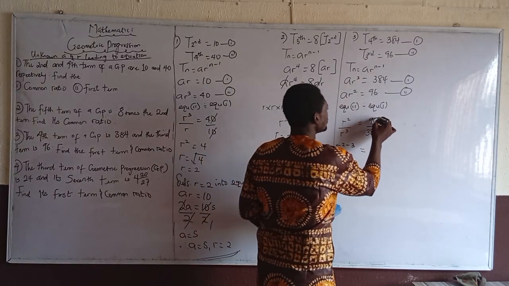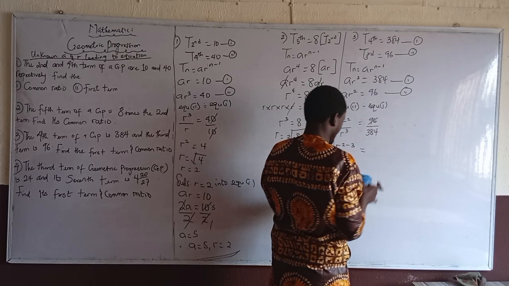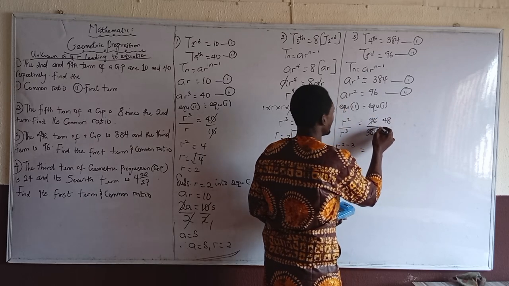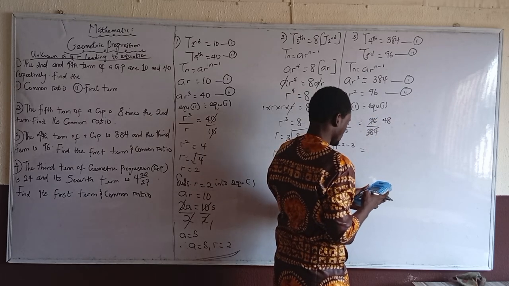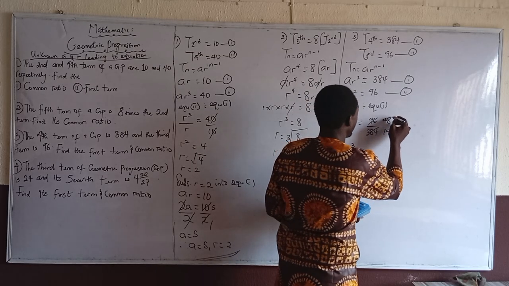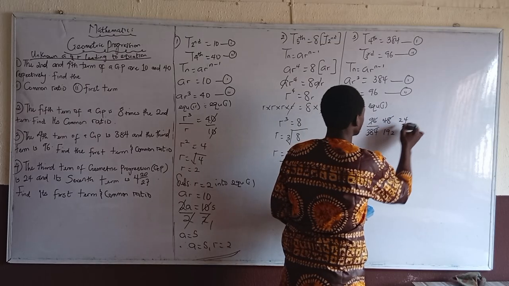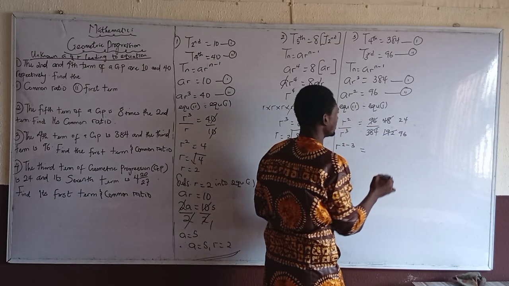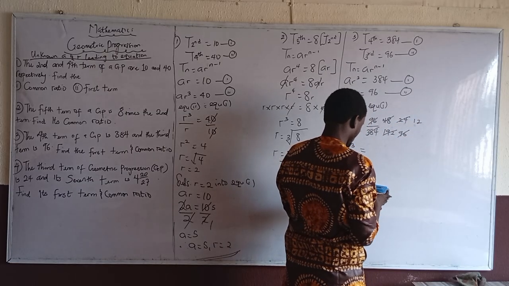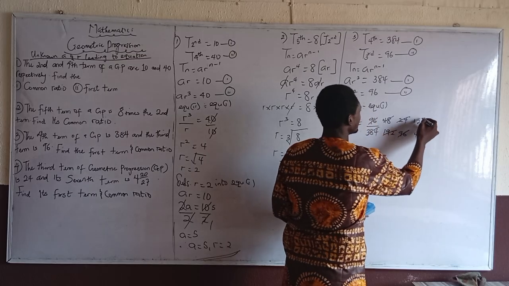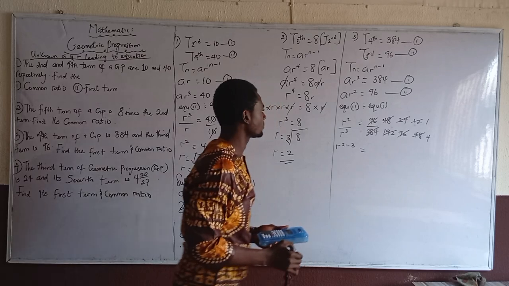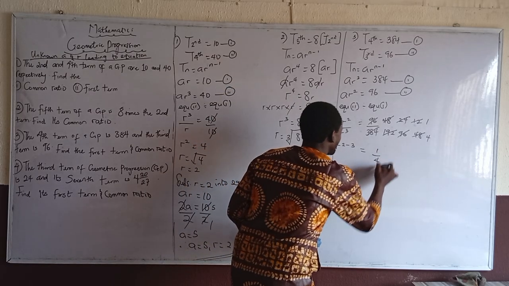I use 2. 2 here will give me 96 divided by 2, here is 48. And here is 384 divided by 2, 192. I will still divide. Here will give me 24. Here it gives me 96. Here gives me 12. Here becomes 48. Okay, 12 here, 12 here will give me 4. So here becomes 1 divided by 4.